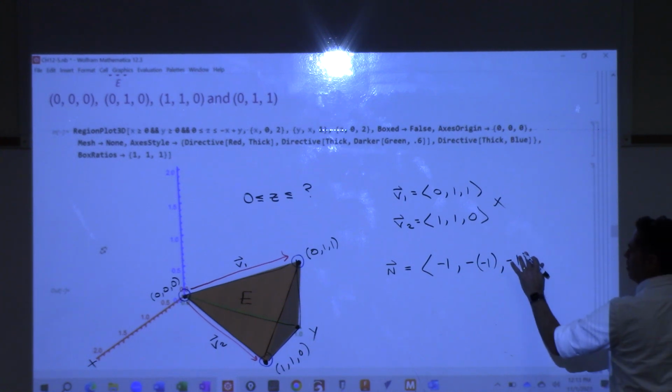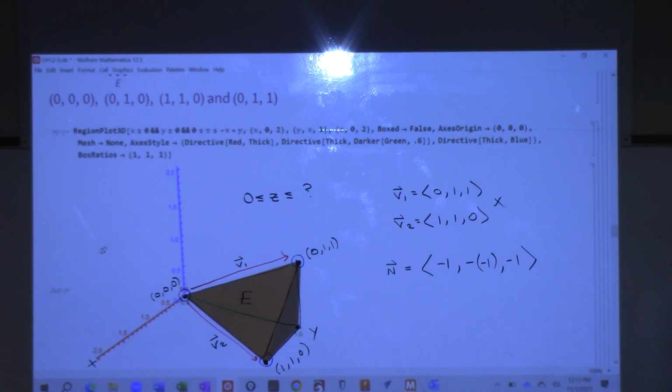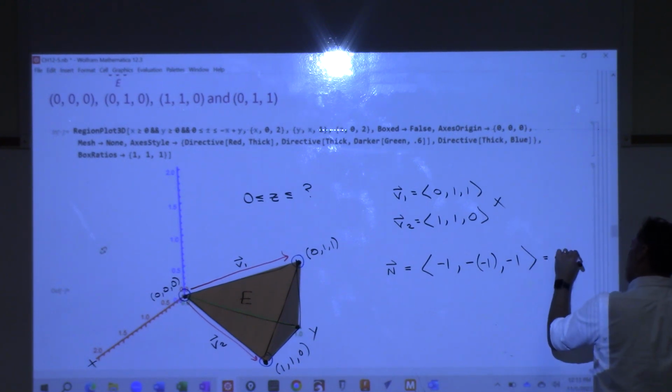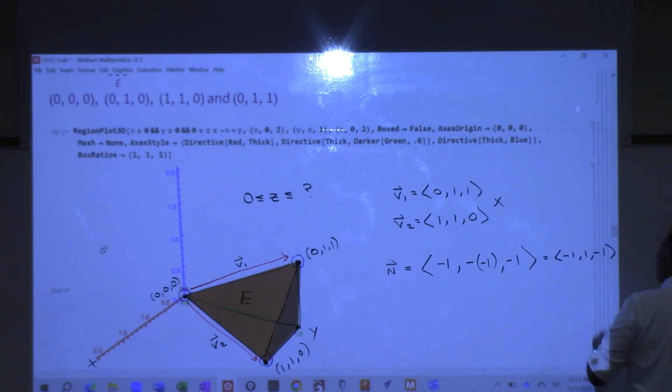Oh, why did I put a parenthesis? Sorry, vector. Negative 1, 1, negative 1. So negative 1, 1, negative 1. That's our normal vector. All I need is a point now. Hey, how about the origin?